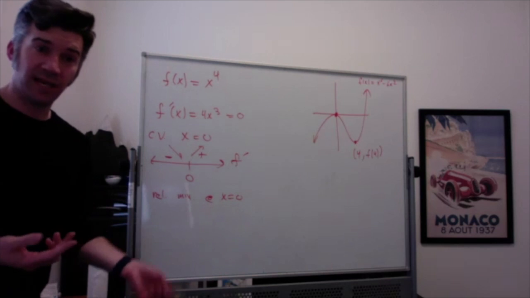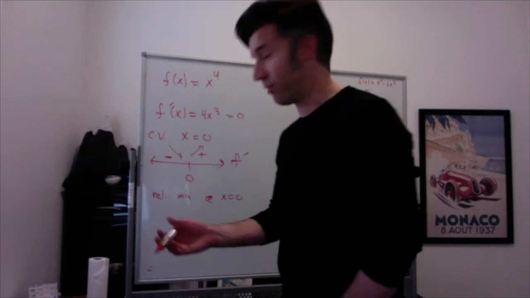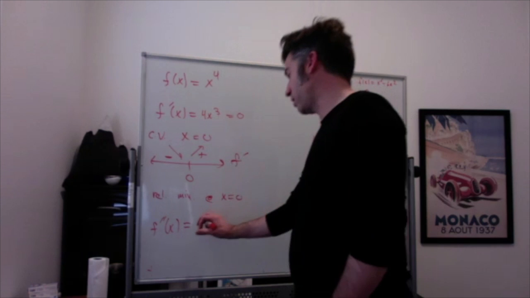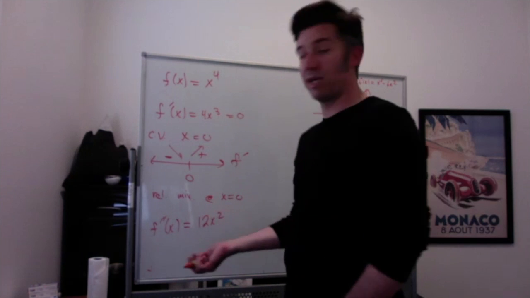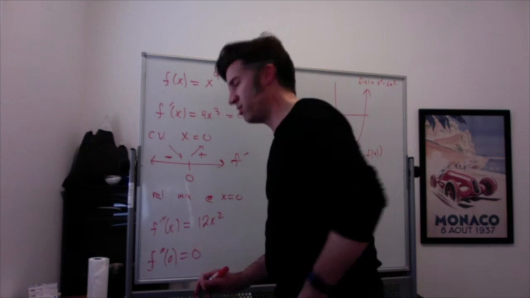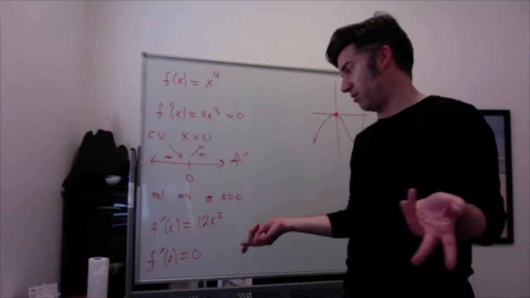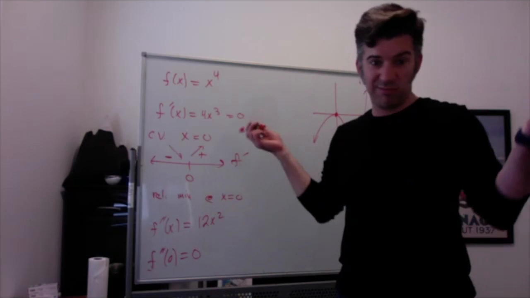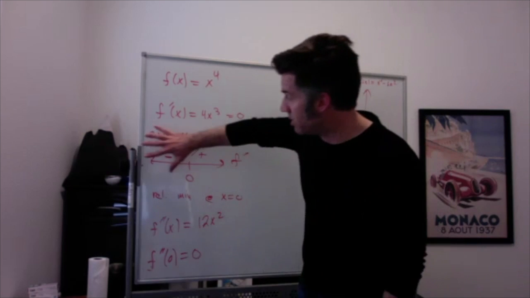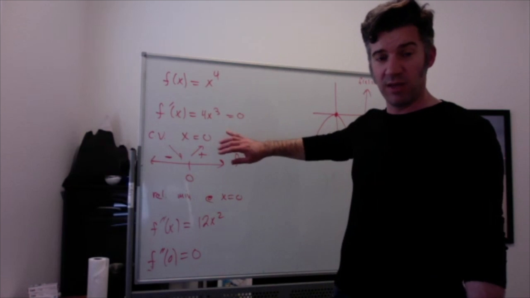If you tried to use the second derivative test here, you wouldn't get very far. I mean, you would do the work, right? You would find, okay, f double prime of x is 12x squared. And if we plug in 0, f double prime of 0 is 0. Meaning it's not concave up or concave down at that particular point. So if we had not done this part here, we wouldn't know if it was a relative max or relative min or neither.